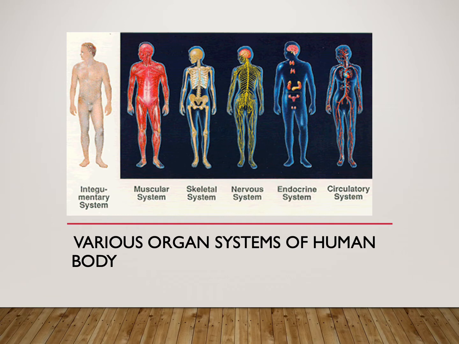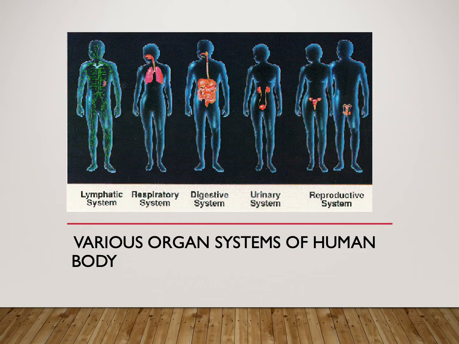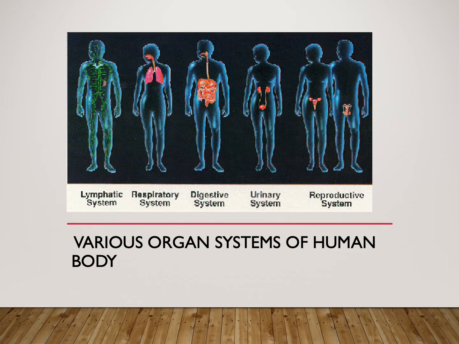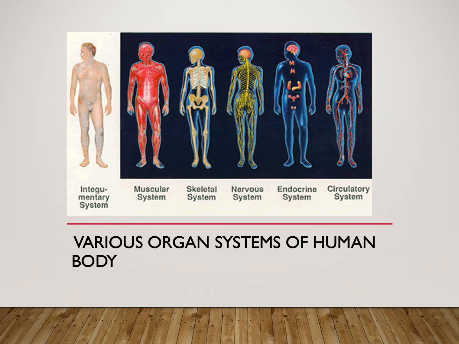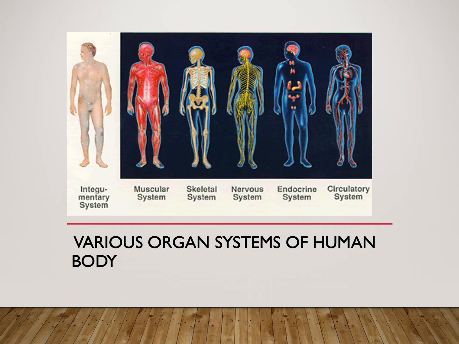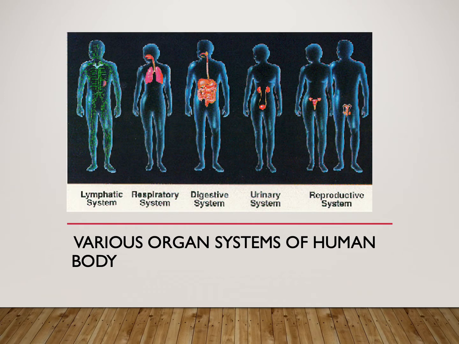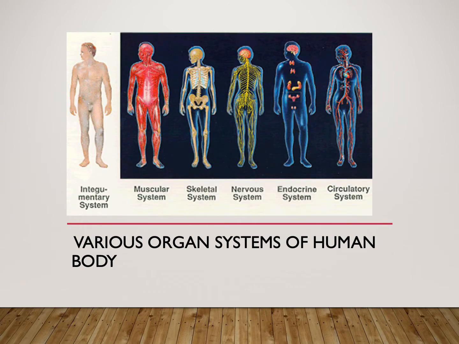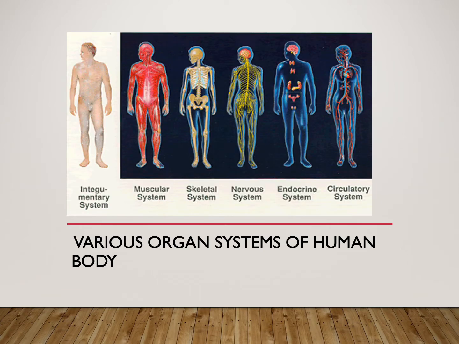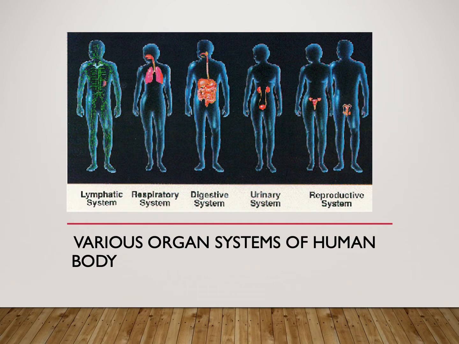To begin with, you all know there are many organs in the human body. These organs group together and perform specific functions. These group of organs which perform specific functions are called organ systems. There are 11 such organ systems in the human body, like your digestive system, the circulatory system, the skin or the integumentary system, the skeletal system, muscular system, nervous system, etc.